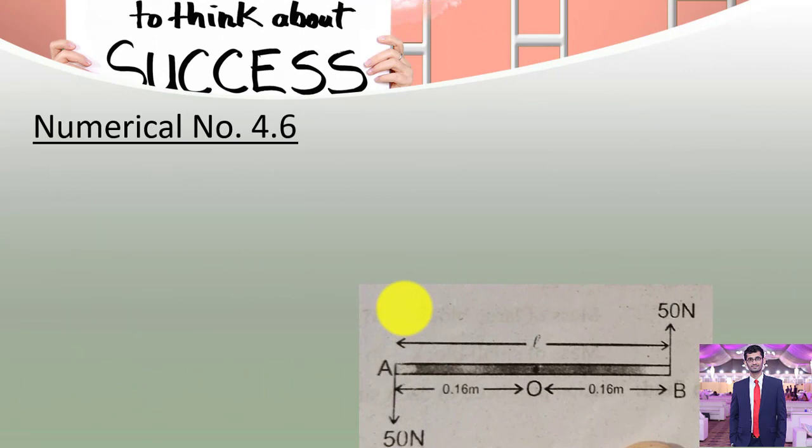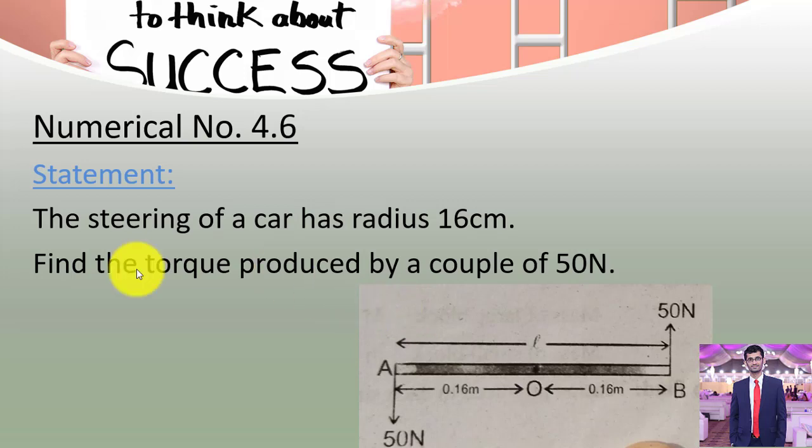Now students, coming on to today's topic, that is numerical number 4.6. Coming on to the statement, the steering of a car has radius 16 centimeter, as you can see in this diagram. Find the torque produced by a couple of 50 Newton. We need to find the torque that will be generated by the couple of 50 Newton, as you can see in this diagram.